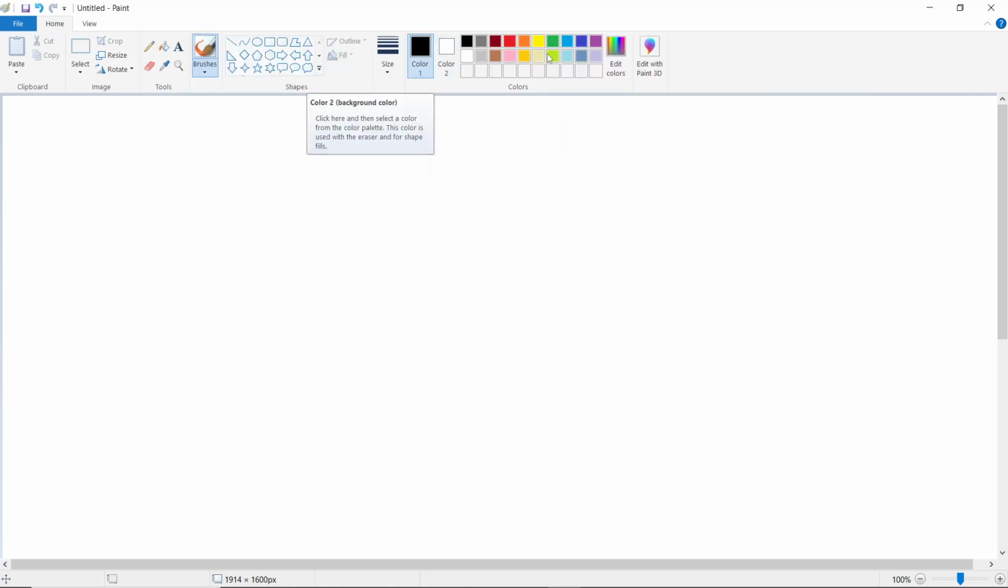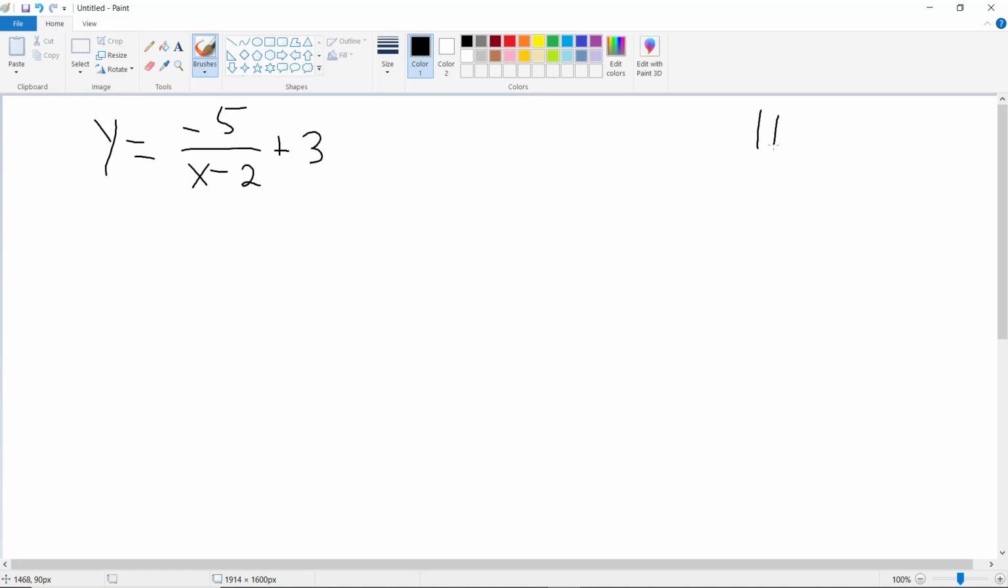Here's a question. It is a simple rational function. Y equals -5 over x minus 2 plus 3. And this is going to ask us to find the horizontal asymptote, vertical asymptote, holes, x-intercept, y-intercept, and the domain.